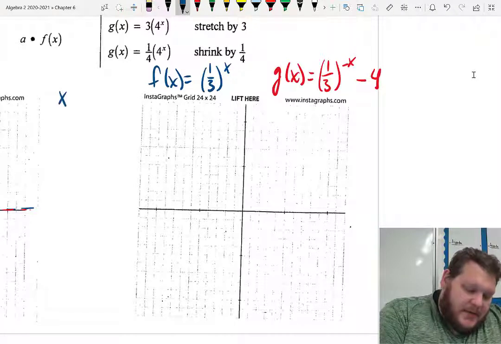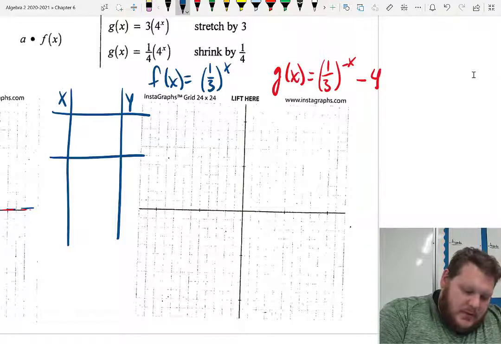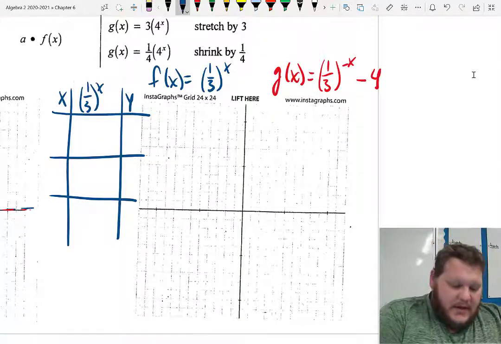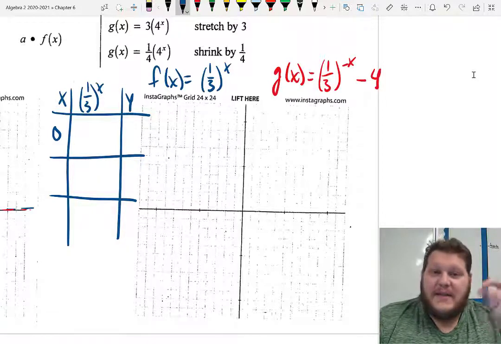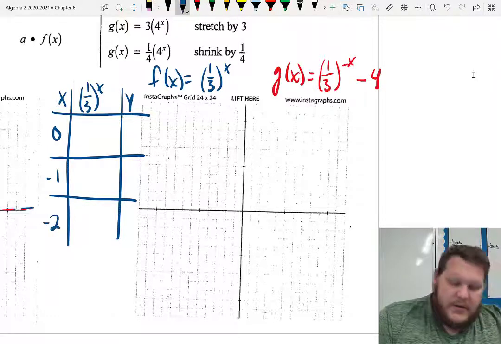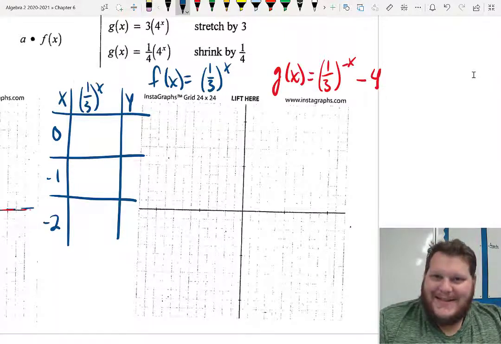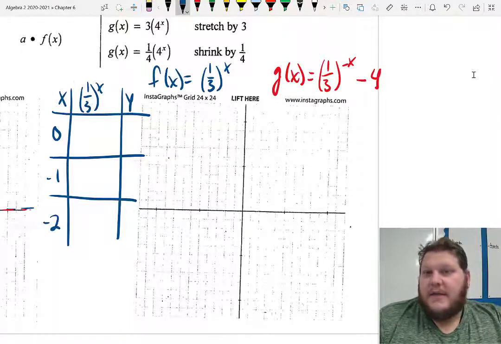So for my x-y table, there we go, 1, 2, 3 of them. Since we're dealing with 1/3 to the x power, the nice clean numbers that we'll get, 0 obviously will still give us a nice clean number, but because we're dealing with a fraction, we want negatives because that's going to flip that fraction over and give us a nice whole number. So 0, -1, and -2 should be the 3 points that I'm using on an exponential decay function. And that's always the case, not just because this is 1/3, but because it's a decay function, our base was smaller than 1, we want to use our negatives.